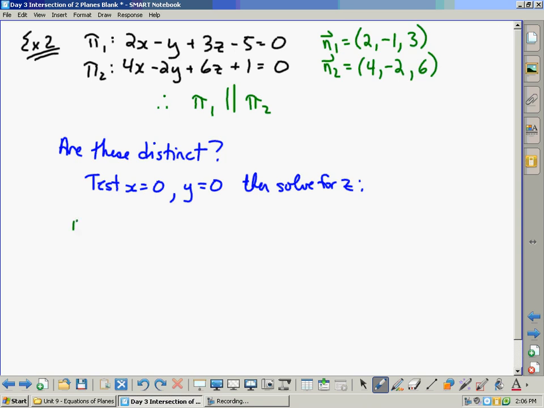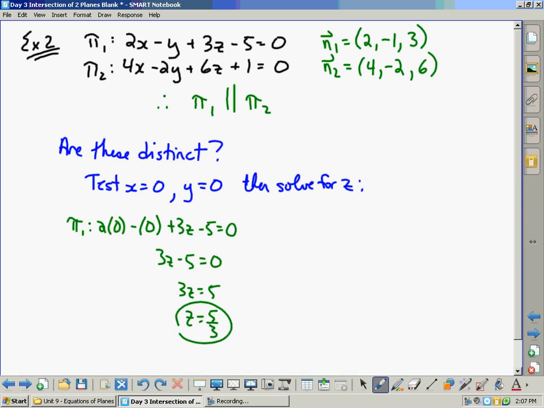So we could actually do out the math and say 2 times 0 minus 0 plus 3z minus 5 equals 0. But of course, all those zeros are going to make this really just 3z minus 5. And you might even be able to look at that and solve in your head. z equals 5/3. Now, since I don't really need to use this number, I don't care if it's a fraction. All I care about is if I get the same fraction in the other one. So that's why this is a nice, quick little way.